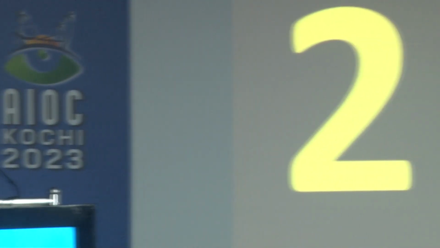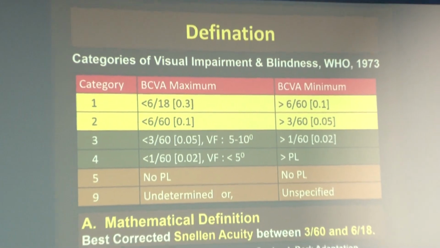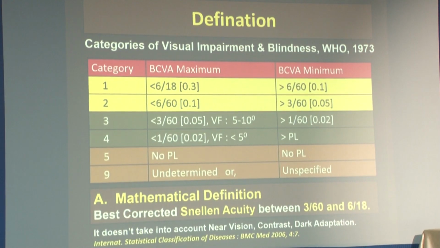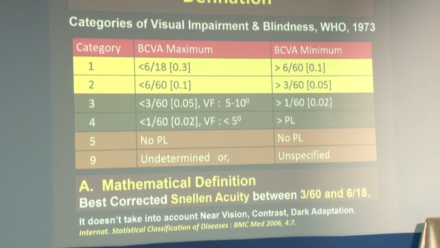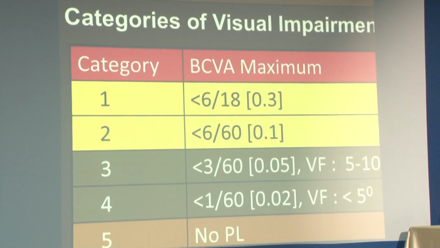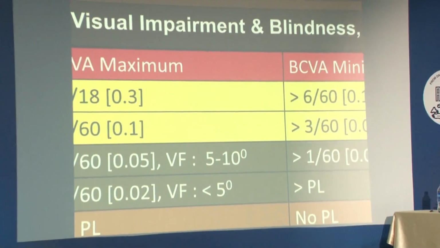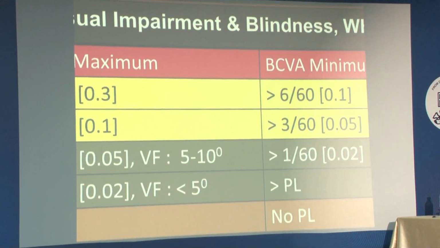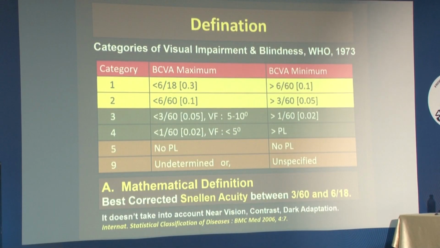Let's begin with understanding the definition of low vision. WHO first defined 6 categories of visual impairment in 1973, and they say visual acuity between 6/18 and 3/60 is considered low vision. Highest is 6/18 and lowest is less than 3/60, considered low vision. That means category 1 and 2 are considered as low vision.